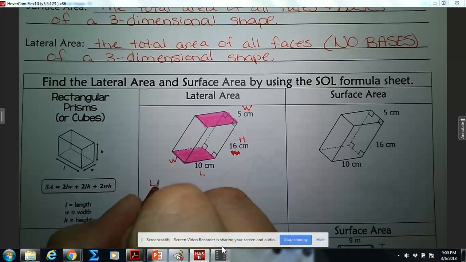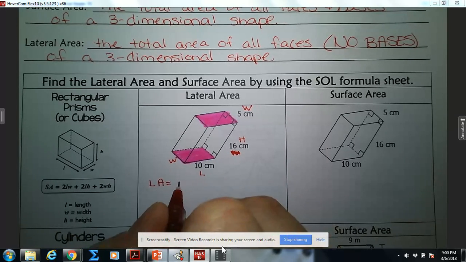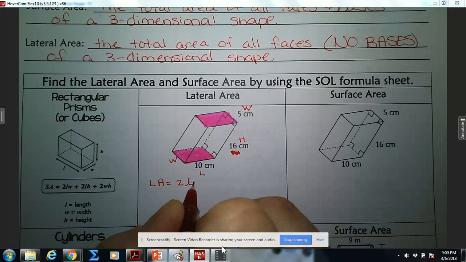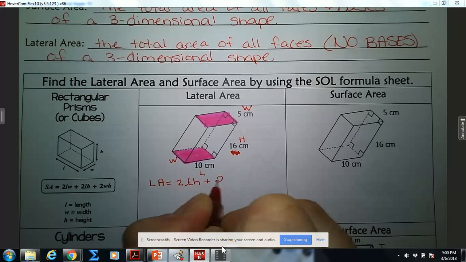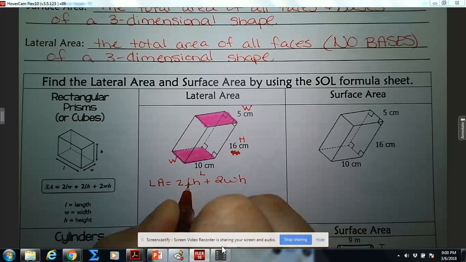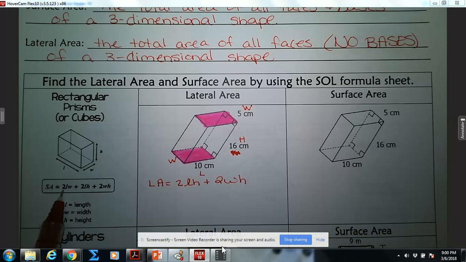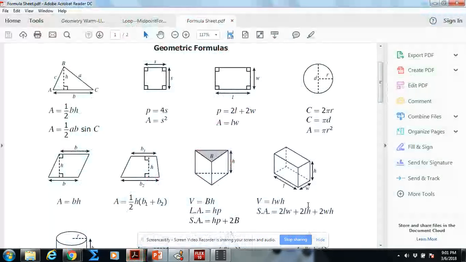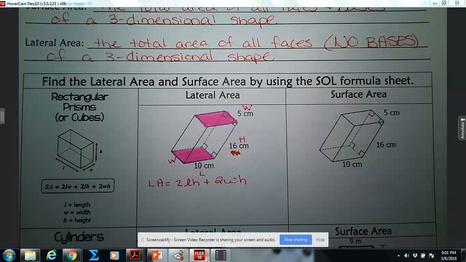So my lateral area formula for this figure is going to include the 2 times L times H plus the 2 times W times H. We are not including the 2 times L times W. We are not including the bases. Okay, I'm going to switch screens real quick and go back to show you the formula sheet. There is no lateral area formula here. So you have to be savvy enough to figure out which piece to exclude.